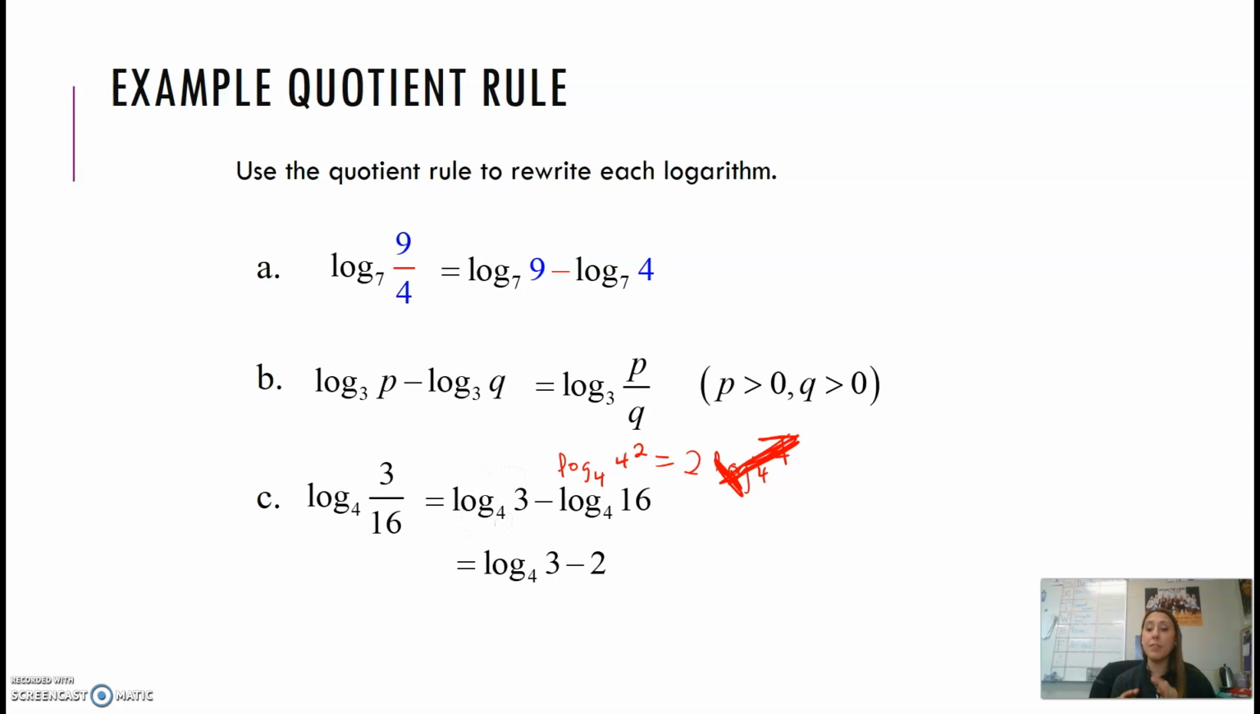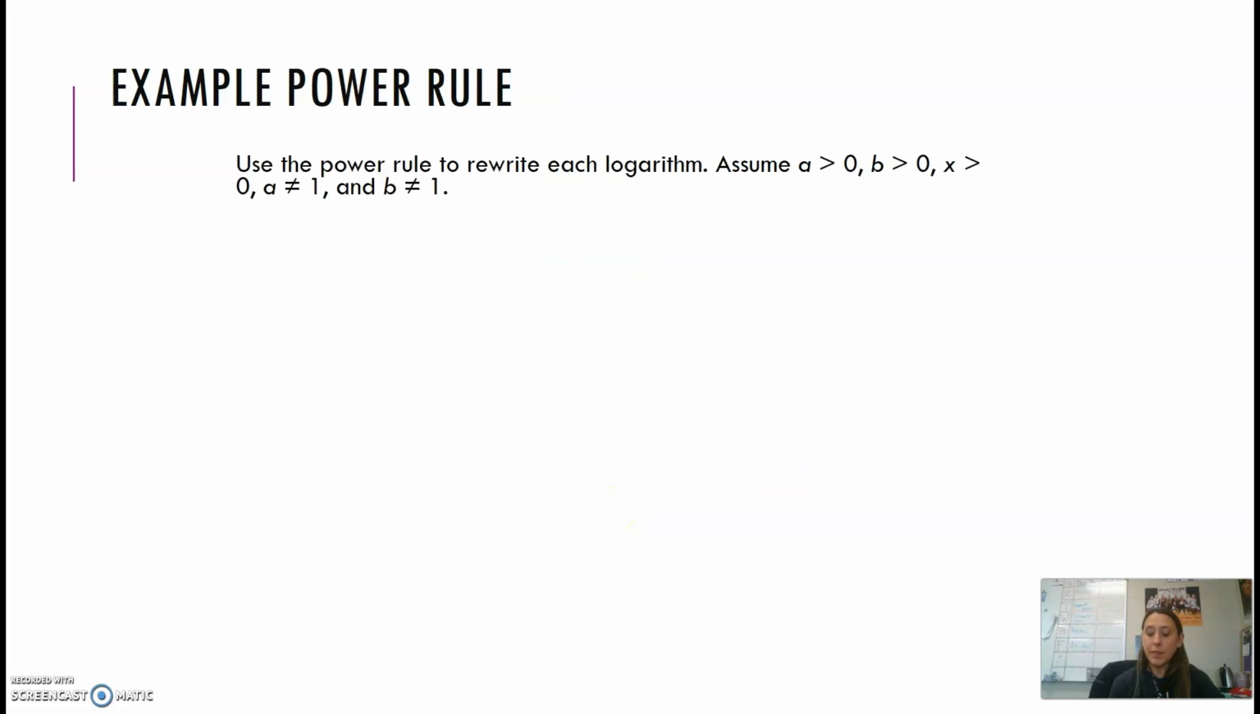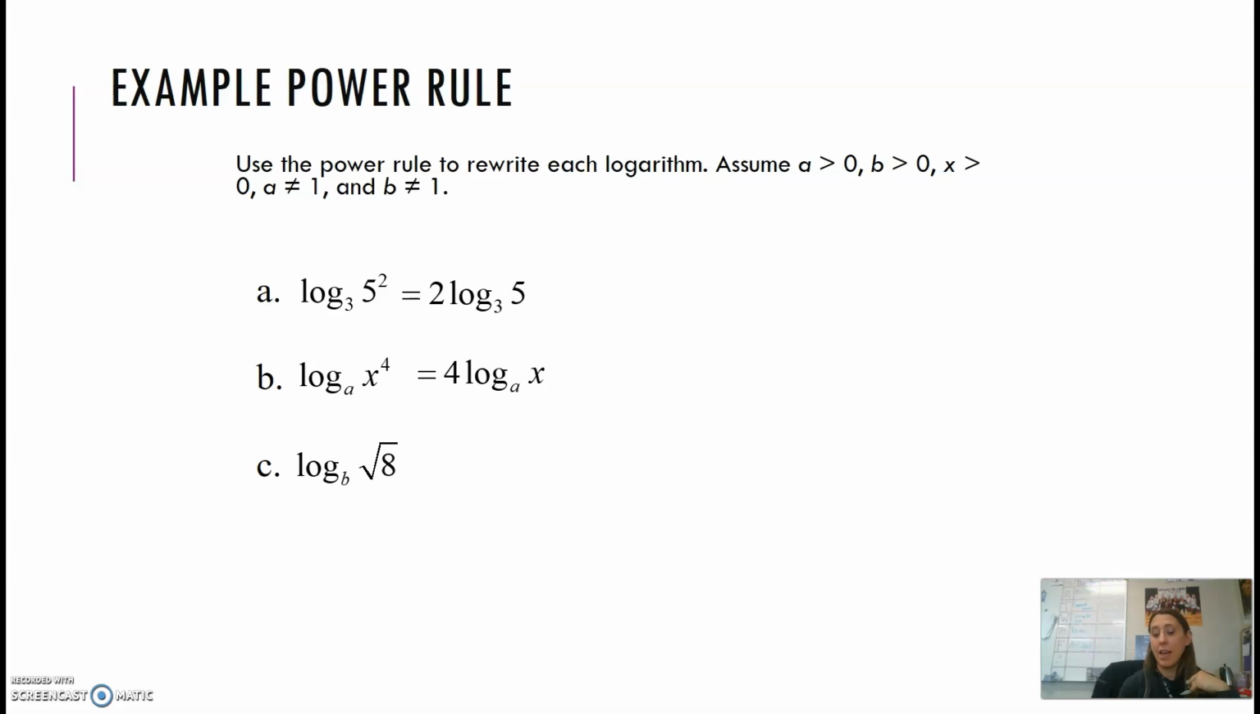So be careful. If you are able to rewrite an answer to the same base that you're given, you should definitely do that. You should always do that. Okay. So now we're going to talk about the power rule, which we've already talked about, and that means that we can take this and throw it out front. And that is exactly what we're going to do. And then the same thing for this one, so we should get 4 log, and this one.